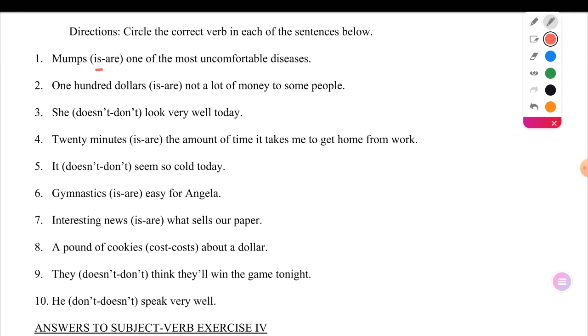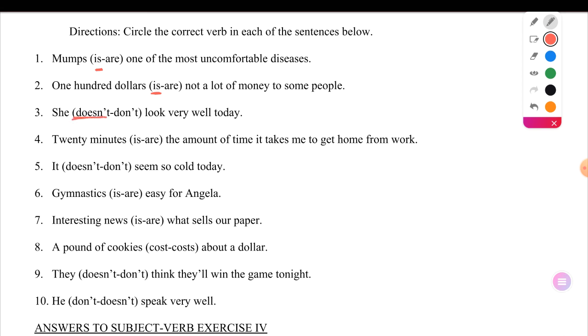$100 is not a lot of money to some people. We are speaking about one unit now, not the papers. It says the amount of money, which is 100. So we deal with it as singular, is. Her face doesn't look very well today. Face is singular, so the verb would be singular too, doesn't.